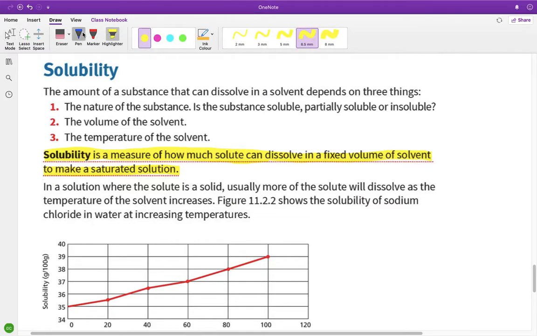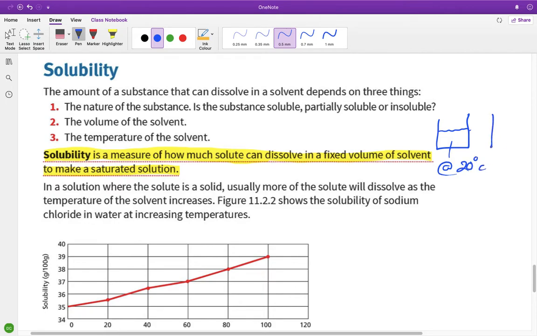So if I had a beaker of water here at 20 degrees, and then I had another beaker of water here, and that one was at 60 degrees. And I were to take a load of salt, and I pour the salt in here, and I pour the salt in here. Which one will dissolve more salt? What will happen is I put the salt in, it will dissolve and dissolve and dissolve, and then it will get to a point where the solution is what's called saturated.